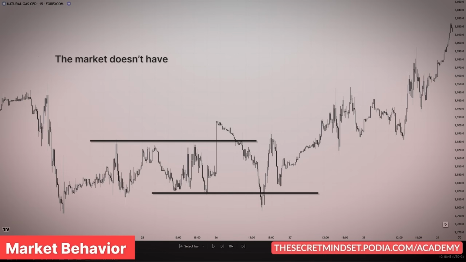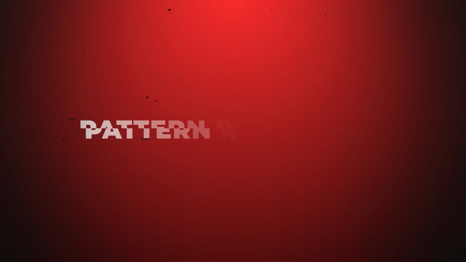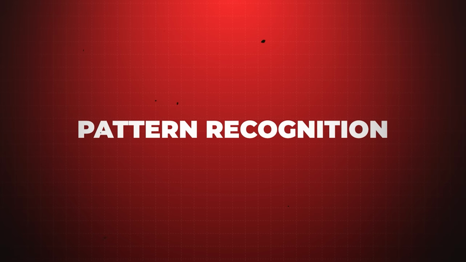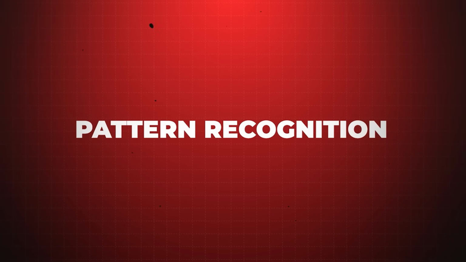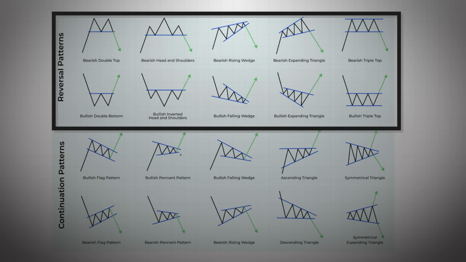Remember, the market doesn't have to respect the levels we draw on our charts. False breakouts will occur with varying degrees of aggression. There are two main types of patterns that every price action trader should know: reversal patterns and continuation patterns. Reversal patterns signal that the current trend may be coming to an end and the price could change direction.